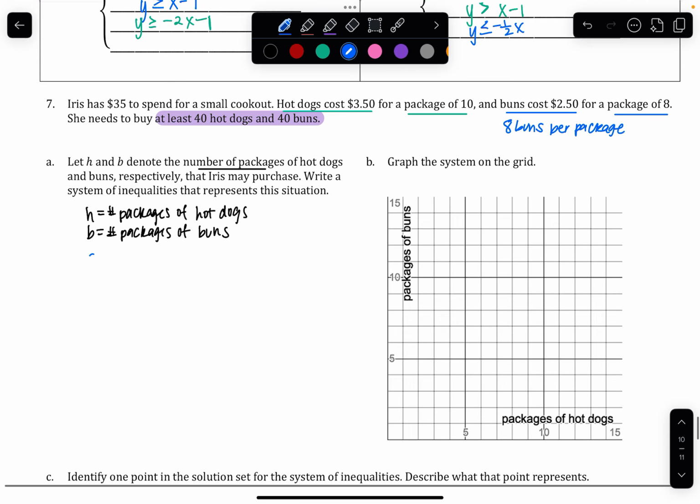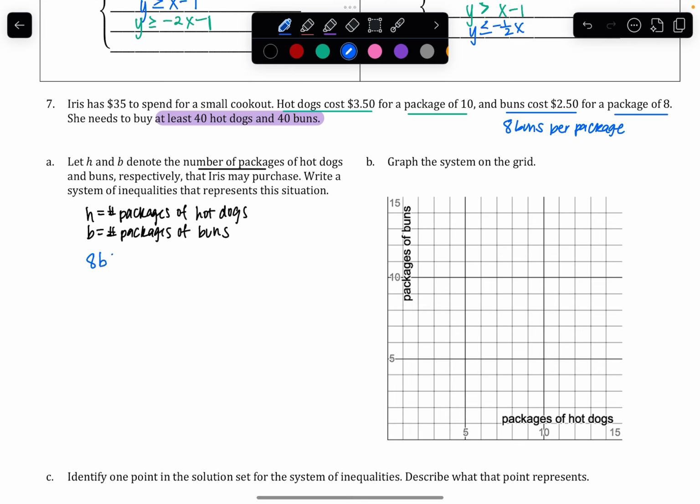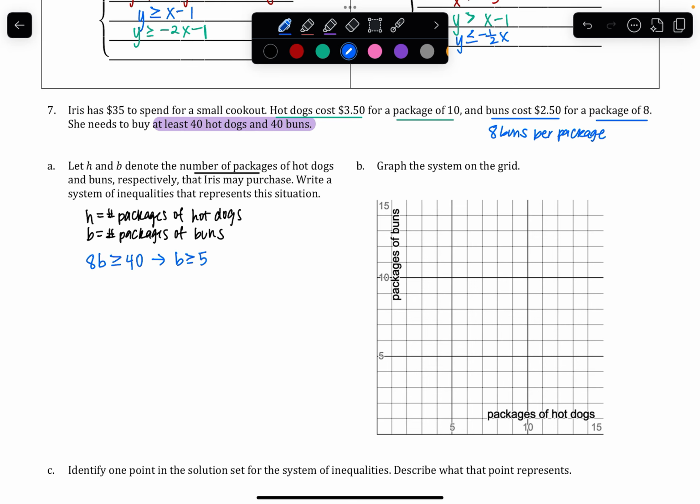And so 8 times the number of packages of hot dog buns needs to be greater than or equal to 40. And so if you were to solve that, divide both sides by 8, that means we need B to be greater than or equal to 5. So we need at least 5 packages of buns.